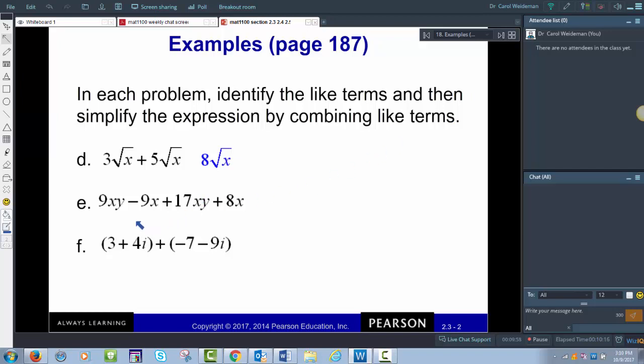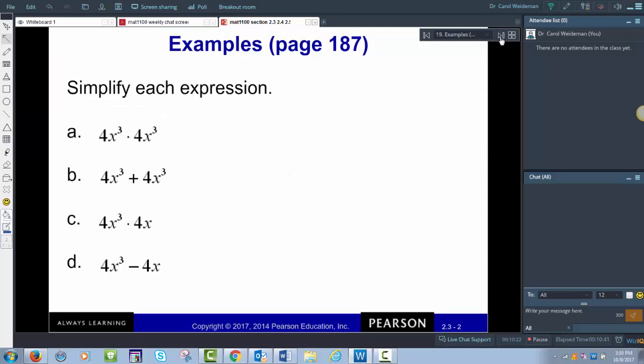All right, in this problem, I've got 2 xy terms, which can be combined, and I've got 2 x terms, which can be combined. And then in this one, I've got constants, which can be combined, and I've got a term with a letter called i on it, and those would also be like terms. So I've got 3 minus 7 is going to give negative 4, 4i minus 9i is going to give me negative 5i. Some more to simplify.